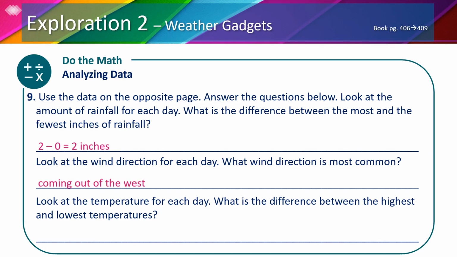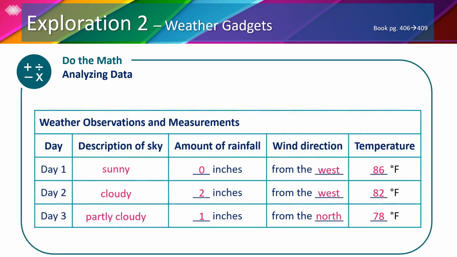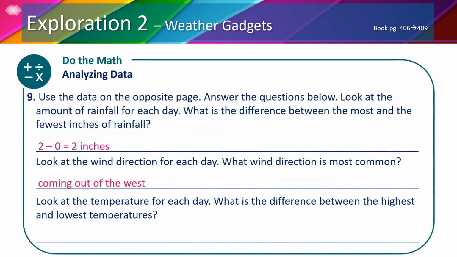And finally, we need to look at the temperature for each day. What is the difference between the highest and lowest temperatures? Again, when we say difference, it means we need to subtract. In the table, in the column of temperature, we have 86, 82, and 78 degrees. We need the highest and the lowest temperatures, which are 86 as the highest and 78 as the lowest. So in our books we write 86 minus 78 equals 8 degrees Fahrenheit.